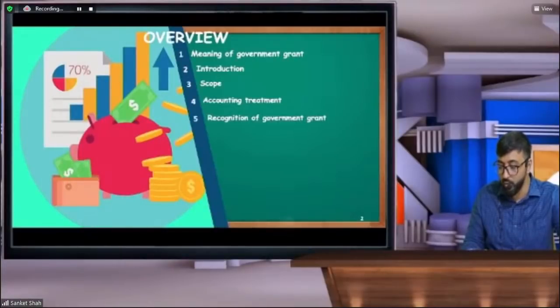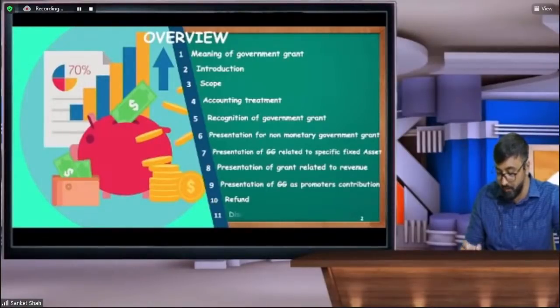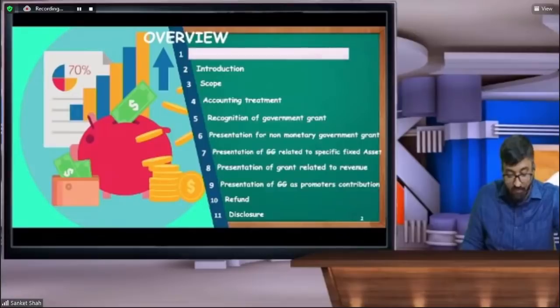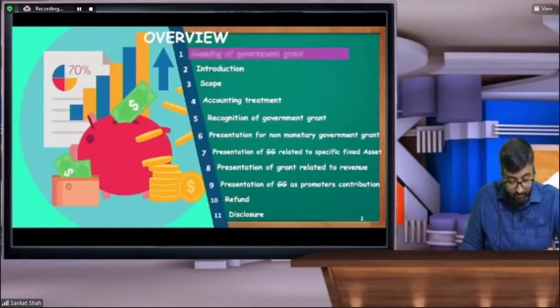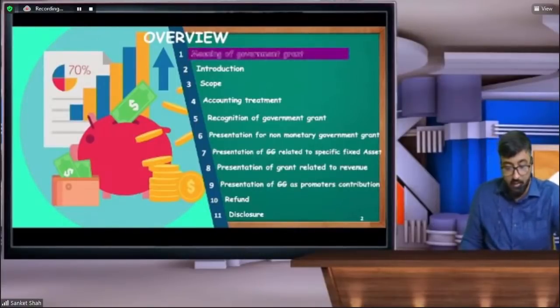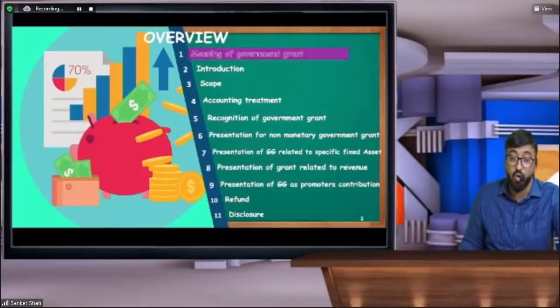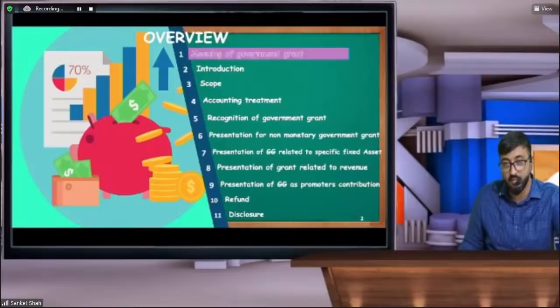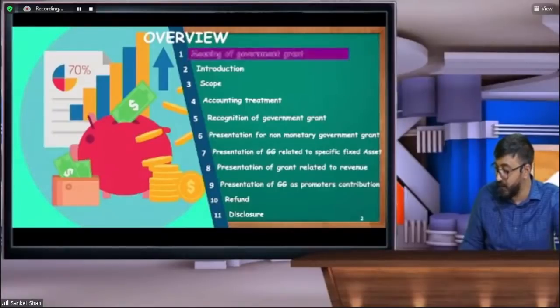How many points are we going to cover in AS12? This is the accounting standard. Sahil ji, other students are also answering. Please, if you have any query, accounting standard 1 is already over, so I can't answer your questions on accounting standard 1. Please check my recorded sessions and page numbers for that. You will get it in chapter number 3, accounting standard 1.